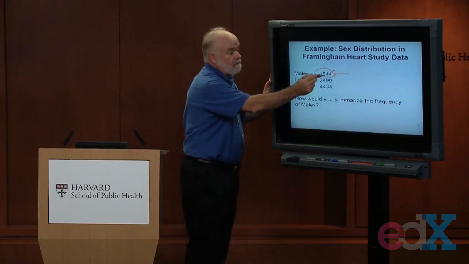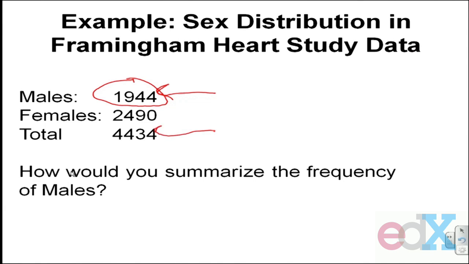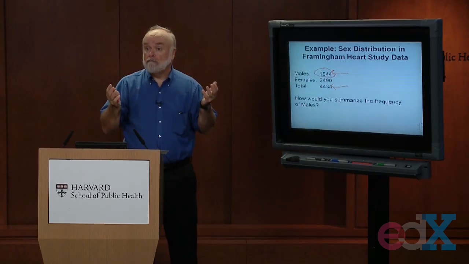So what we need is a point of reference to describe how big that group of men are in this study. And we have 2 points of reference. We could compare the 1,944 to the total number of people in the study and say what part of the total number of people in the study are made up of men. That's going to be a proportion.